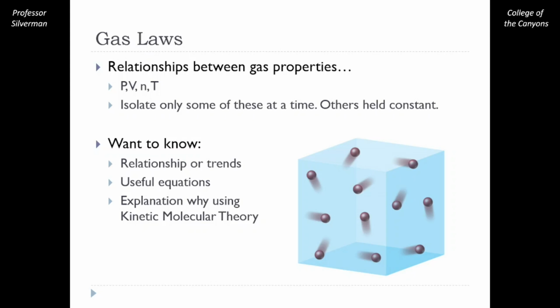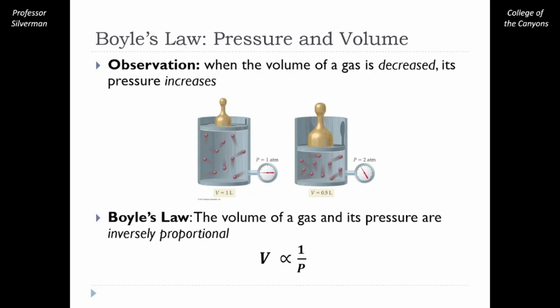When we're examining these trends, we want to think about what that trend is. And since we're talking about laws, we can derive some useful equations. We can also use our kinetic molecular theory from our previous lesson to explain why these are true. We can start with what we call Boyle's law. This is examining only the pressure and volume of our gas, leaving everything else as a constant.